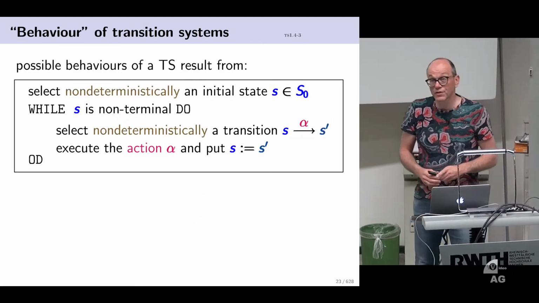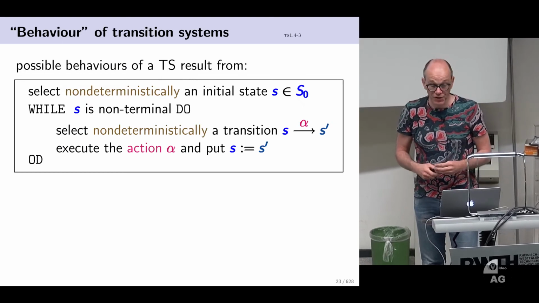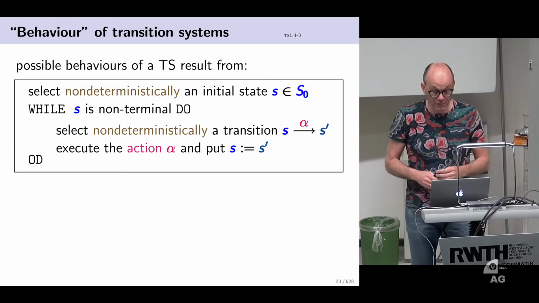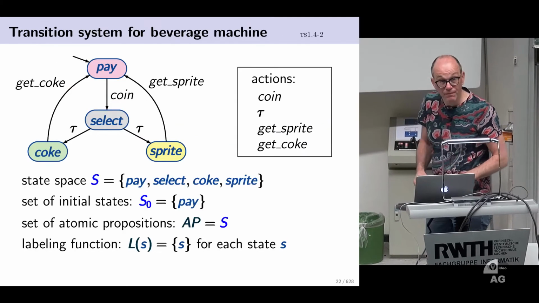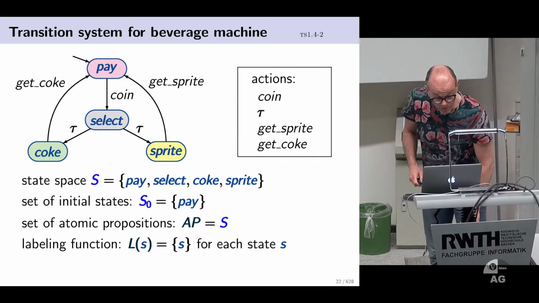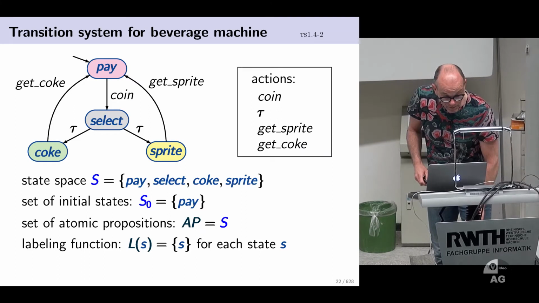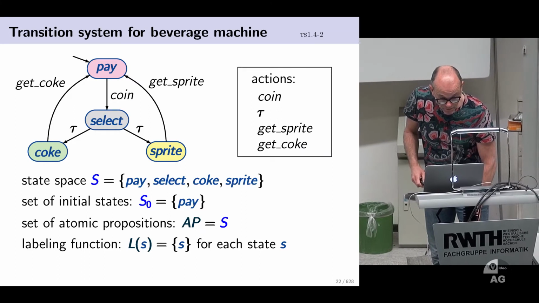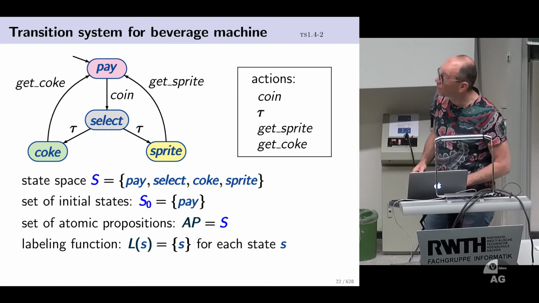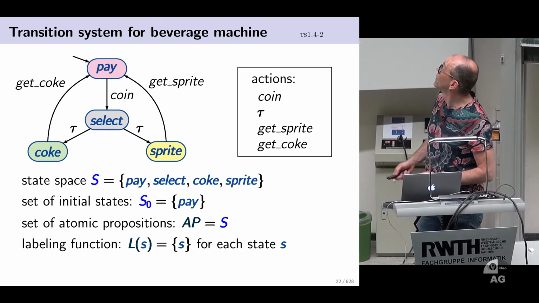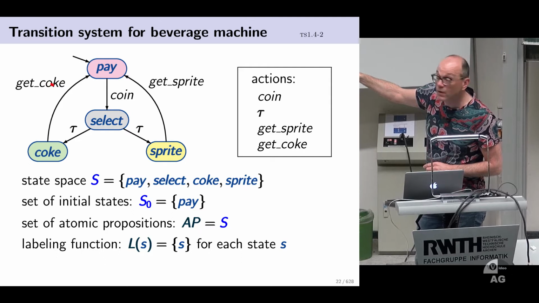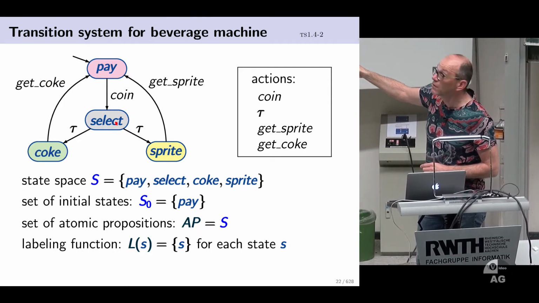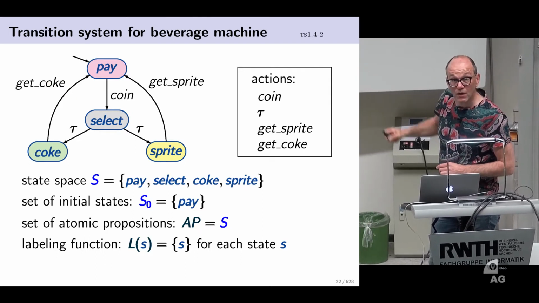Good. So what is the behavior of such a transition system? And I try to write this down here as a kind of pseudocode algorithm. So, could you go back? Yes. Shouldn't the transitions going up from select be different? Because then we can really decide if we want Coke or Sprite. What is the question? You have the transitions going out from the select state. Yes. Shouldn't they be different so that we can know?